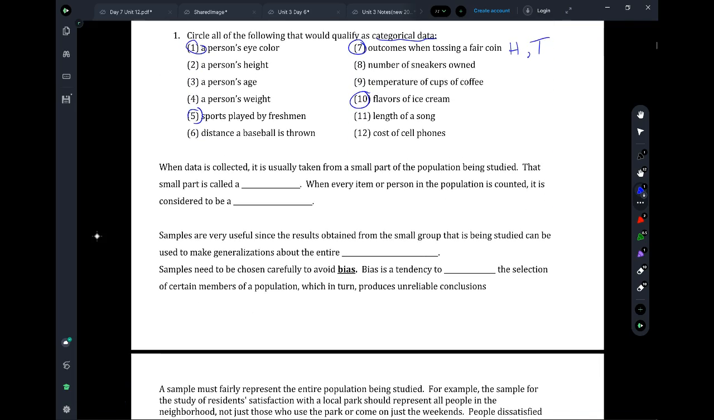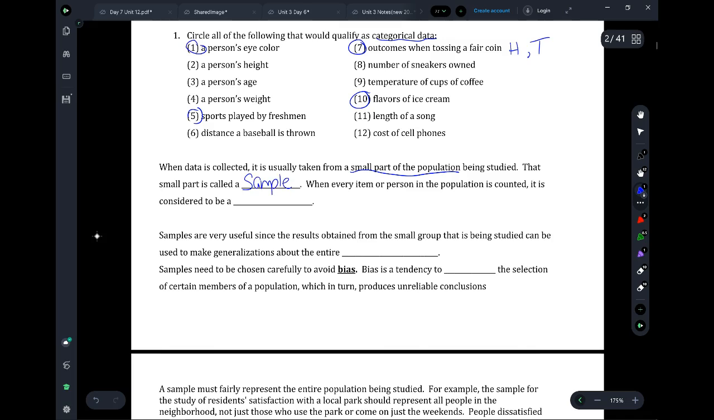Now, when you're collecting data, like if I walked around and I tried to survey how many people have blue eyes in a Walmart, when data is collected, it is usually taken from a small part of a population. That small part is going to be called the sample.